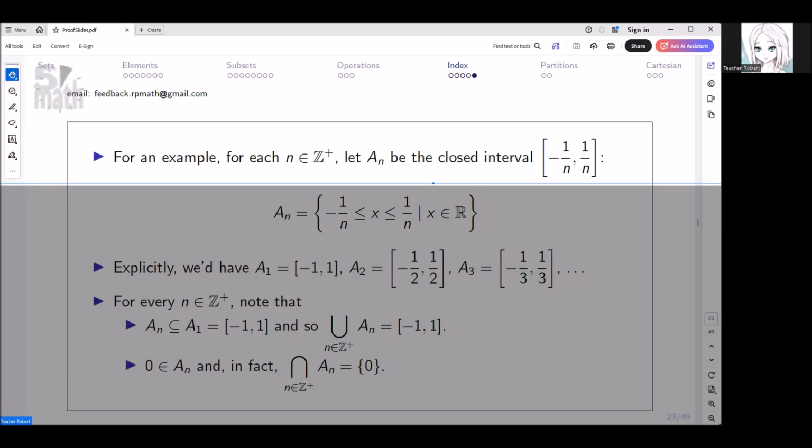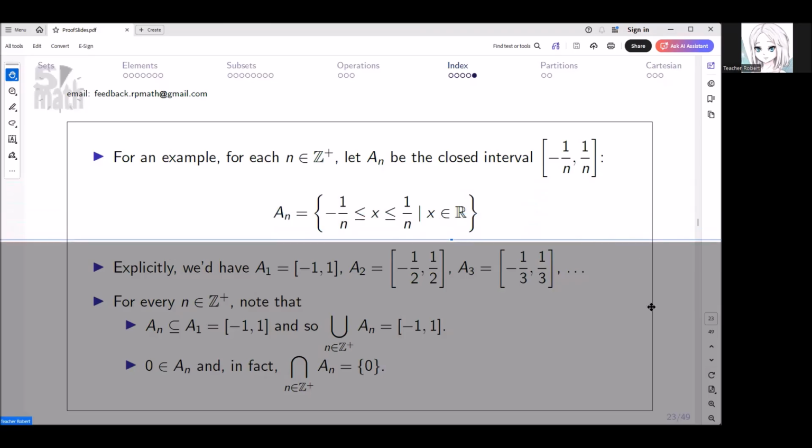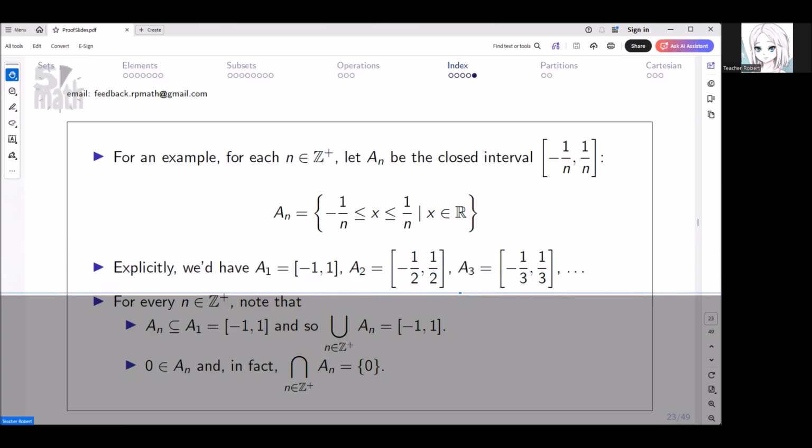For our example, for each n element of positive integers, let An be the closed interval here. And so An equals this. Explicitly, we have A1 equals inclusive negative 1 to 1, A2 equals inclusive negative 1/2 to 1/2, A3 equals inclusive negative 1/3 to 1/3.